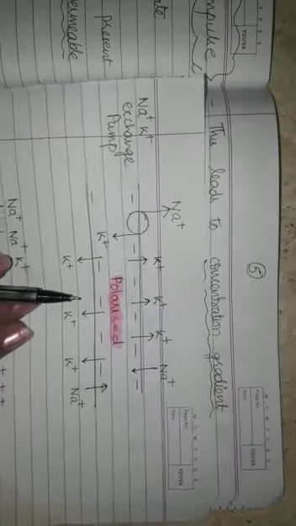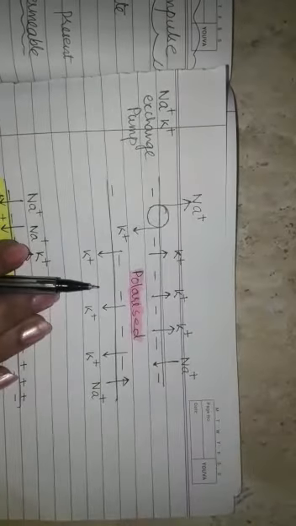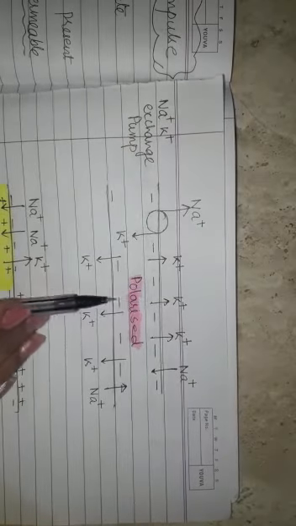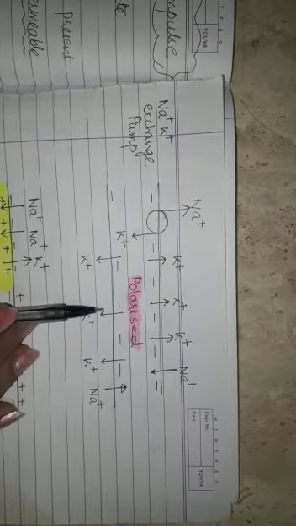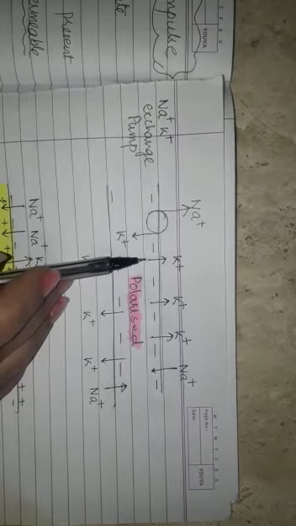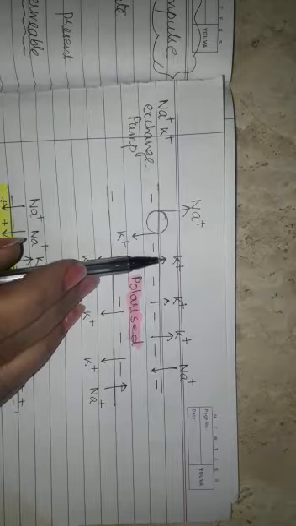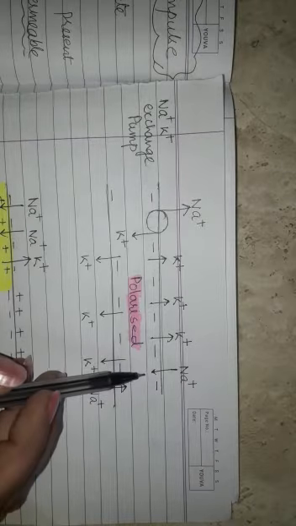When the neurons are not conducting any impulse, at that time the membrane of the axon is said to be at the resting stage. Resting stage means it is not conducting any nerve impulse, and at that stage it is more permeable to potassium ions, meaning more potassium ions can leave the membrane of the axon, and it is nearly impermeable to sodium ions, and sodium ions cannot leave or enter the membrane of the axon that easily.